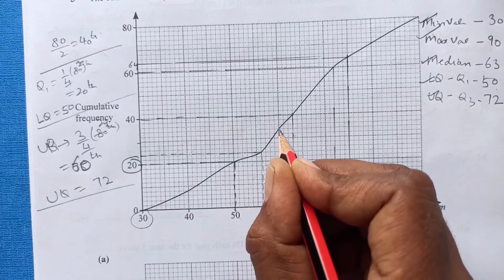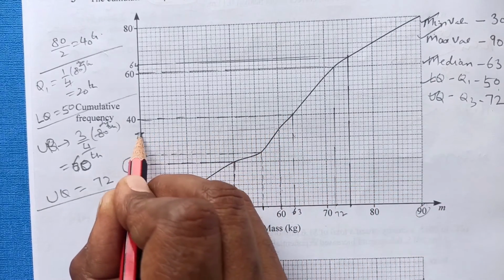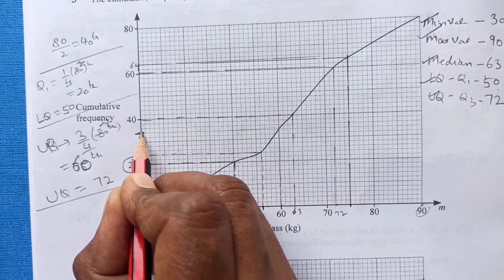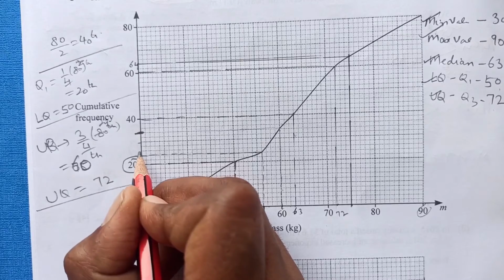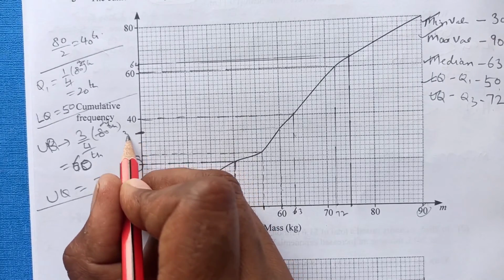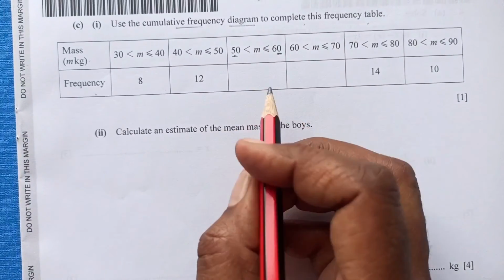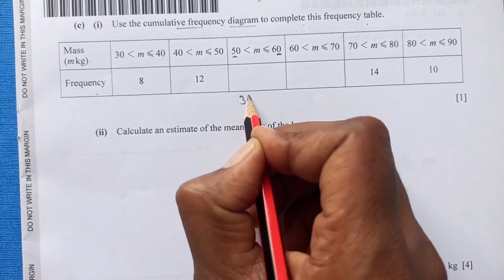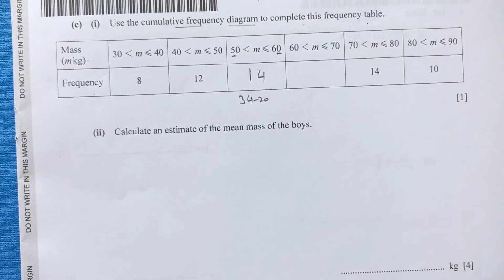So we'll go this way, moving to this one, we have 20, 22, 24, 26, 28, 30, 32 and 34. So this value is 34 here. So 34 minus 20, so this will come here, 34 minus 20, which is 14. So it will come over here.